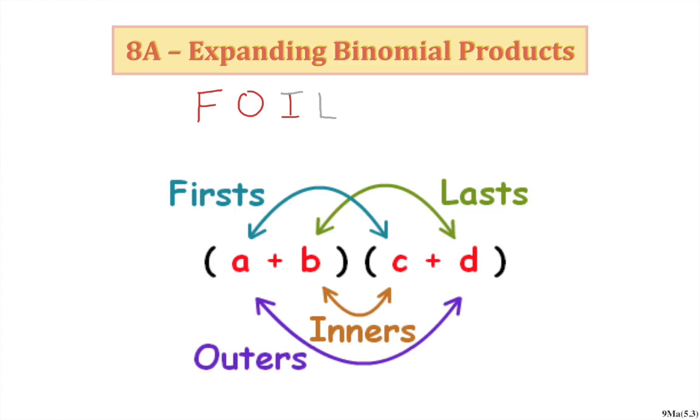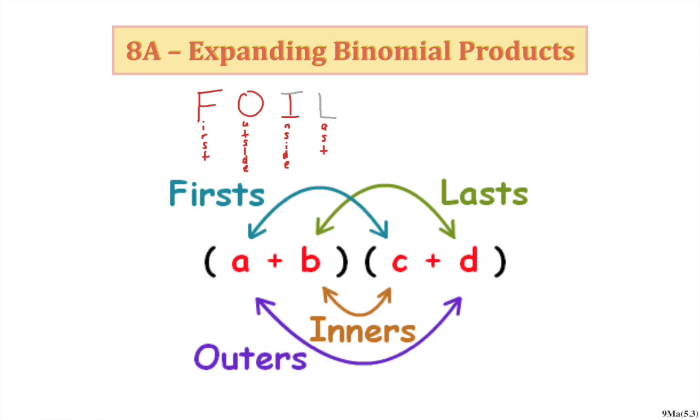FOIL. So we've got the FOIL method. Now, with the FOIL method, the F stands for first, the O stands for outside, and the I stands for inside, and the L stands for last. So what does that actually mean?